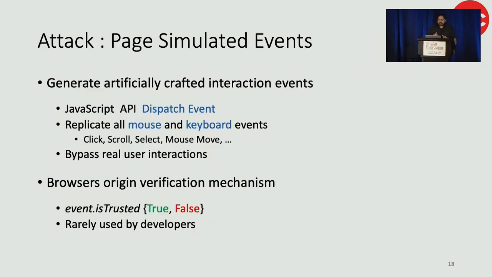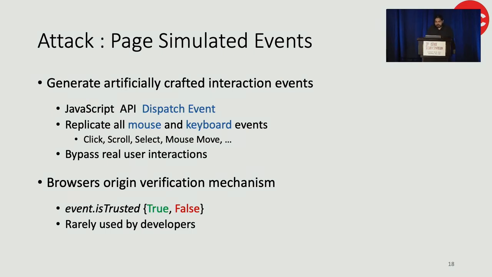So another critical dimension of the user interactions is that they can be artificially simulated through code. So the JavaScript API can replicate all the mouse and keyboard interactions, from simple clicks and scrolls to the page to more complicated mouse movements and keyboard combination events. We can use this API to replicate all the user interactions from inside the page, from the code, without the need of the user actually interacting with the page.